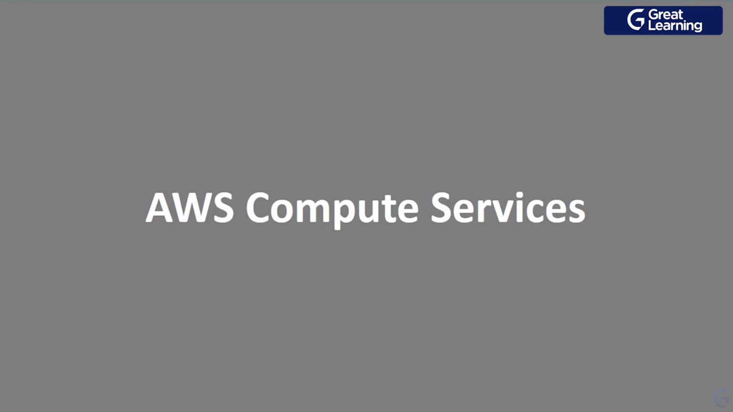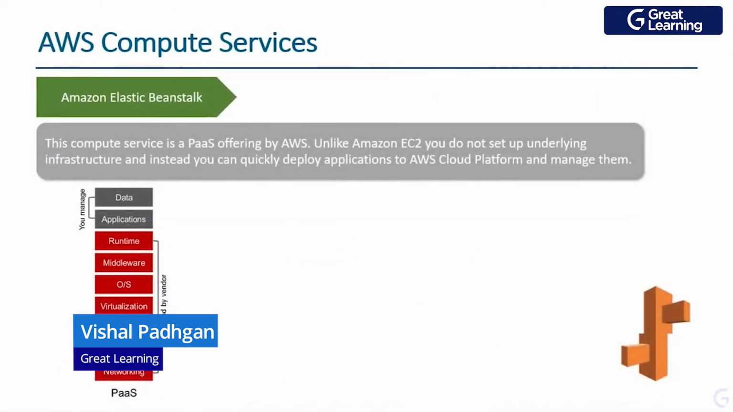So when you talk about this domain, it is AWS compute services. It has quite a few compute services that AWS has to offer to you. One of those, the first one that you see on the screen, is Amazon Elastic Beanstalk. Amazon Elastic Beanstalk is one of those services which lets you use the PaaS offerings that AWS has to offer to you.